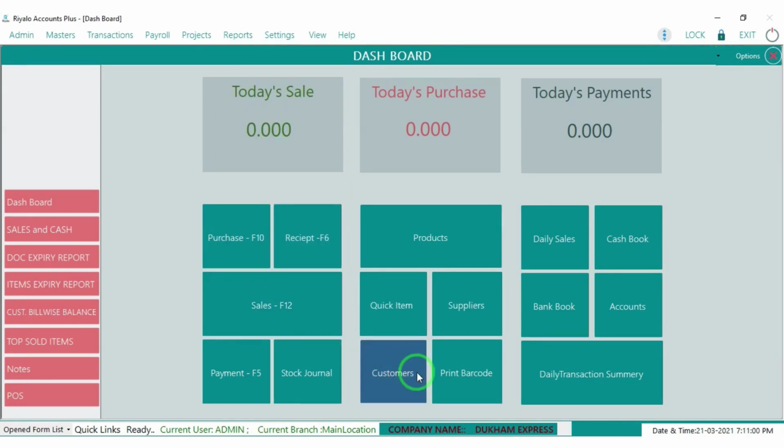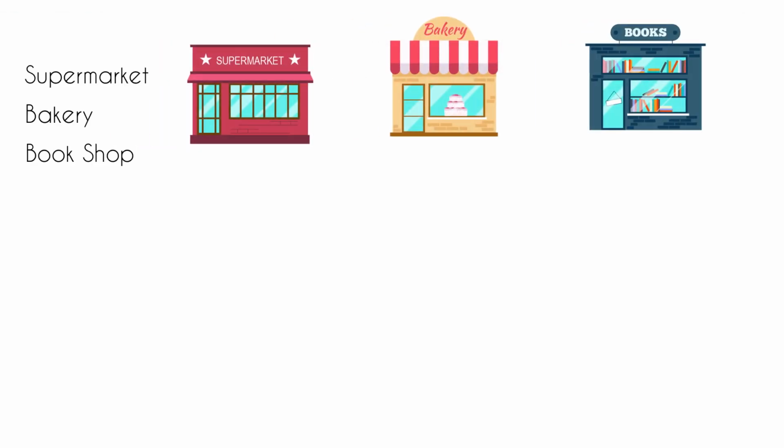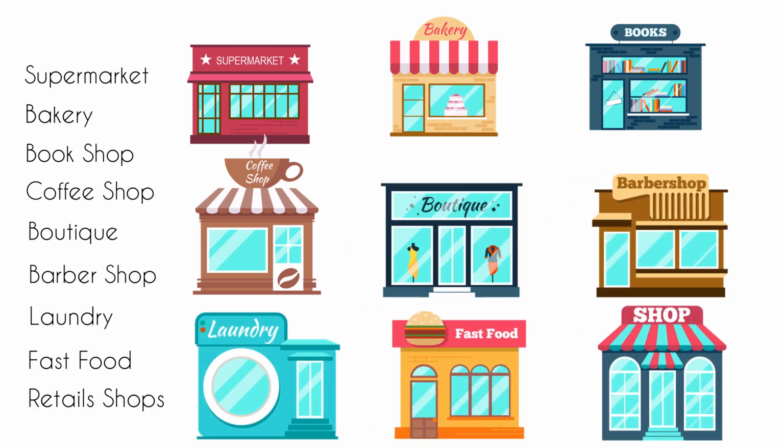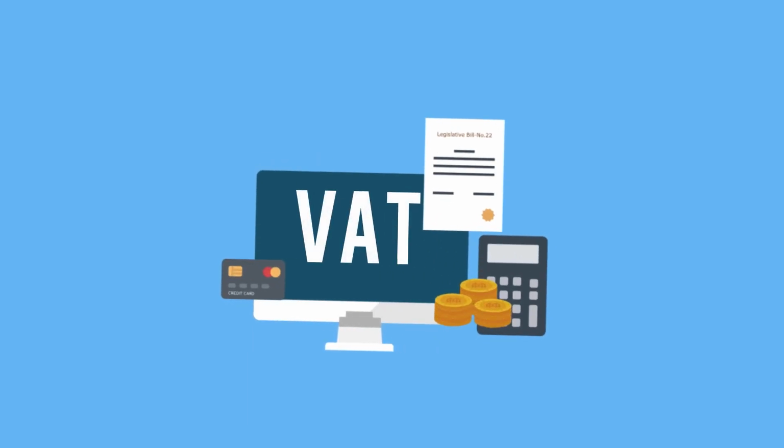So this is a small overview of Realo accounting software. This software is mainly used for all types of retail and wholesale business sections, for accounting, inventory and payroll sections also, like supermarkets, building materials, mobile shops, each and every section, and the software is already implemented with a VAT section itself.